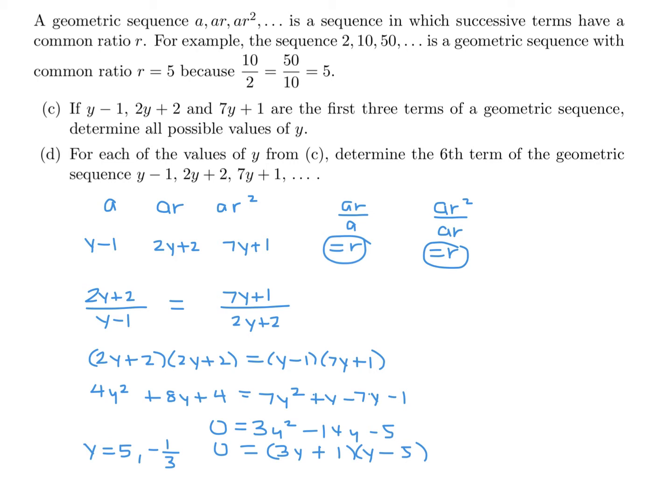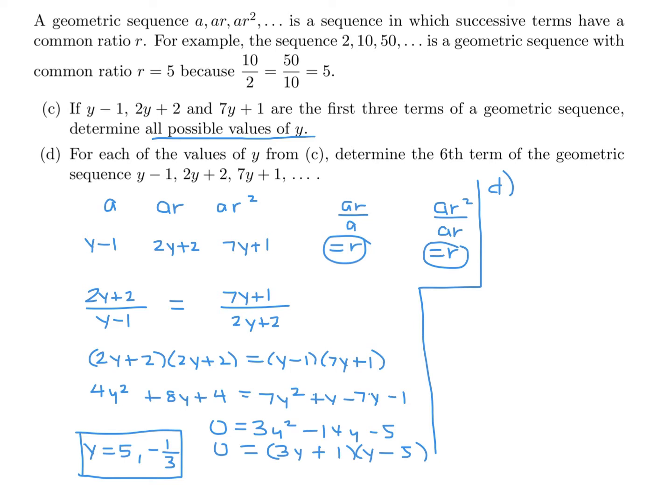Okay, so I guess that's it. These are the two values of y. So they said all values, so those are the values. Okay, moving on to part D, which I'm assuming is a continuation of part C. For each of the values of y from C, determine the sixth term of the geometric sequence y minus 1, 2y plus 2, 7y plus 1.